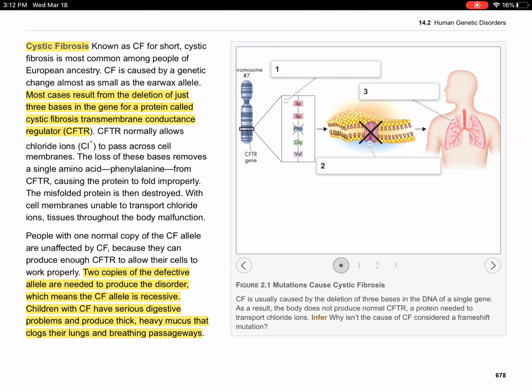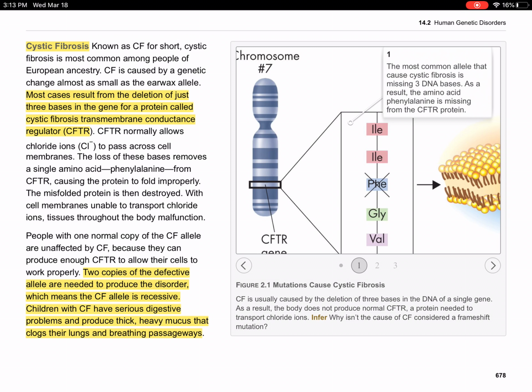It is, once again, caused by a small gene mutation, a deletion of 3 bases in the gene for a protein called cystic fibrosis transmembrane conductance regulator, or CFTR for short. But really, all you guys need to know is that it's a recessive disease, so you need 2 copies of the disorder for it to happen. People with 1 copy will have some normal function, and they're usually just considered a carrier of it. But if they have the 2 recessive alleles, then they would have cystic fibrosis.